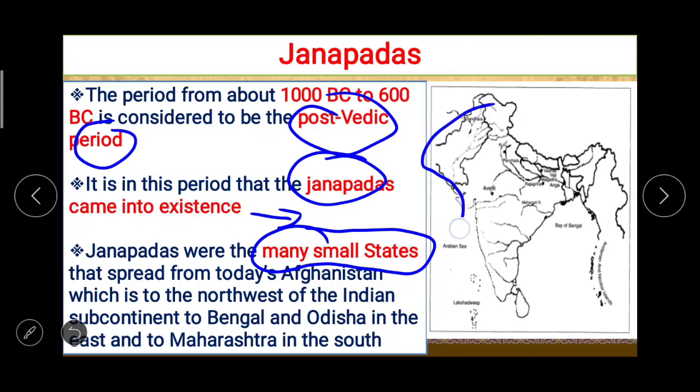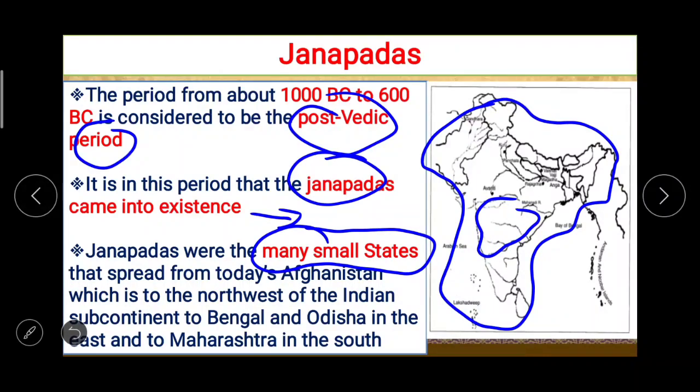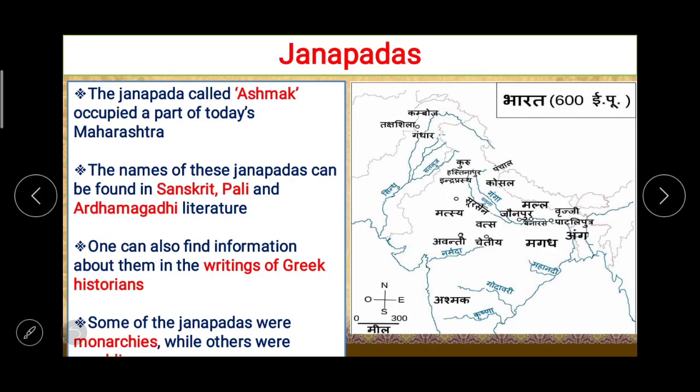Now in this map, you can easily understand the area from today's Afghanistan to Bengal and Odisha in the east and to Maharashtra in the south. Now here you can see Maharashtra state if we talk in today's relation. Second one, the Janapada called Ashmak occupied a part of today's Maharashtra. If we talk about today's Maharashtra, it was one of these small states. What we today know as Maharashtra, in the ancient period, in the post-Vedic period, was known as Ashmak. The Janapada called Ashmak occupied a part of today's Maharashtra.